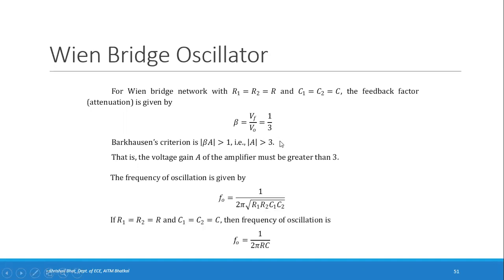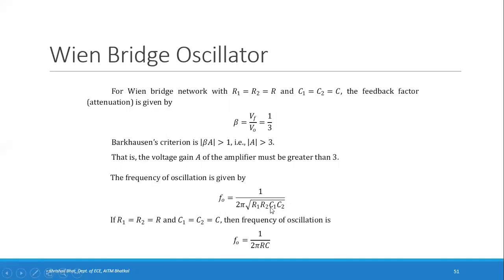Next, you have the frequency of oscillation. In this case, the frequency of oscillation is given by f naught equals 1 by 2 pi square root of R1, R2, C1, C2. This is the equation for the frequency of oscillation. There is actually a derivation of this, but again, that derivation is out of the scope of your syllabus. So we will just consider this equation, and we're going to use it in solving our numerical examples.